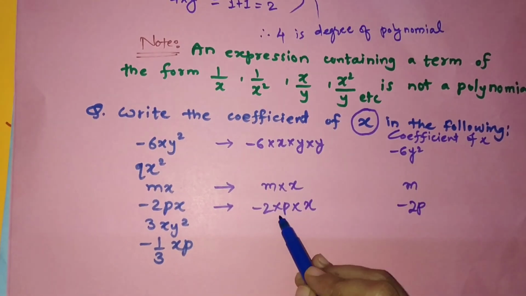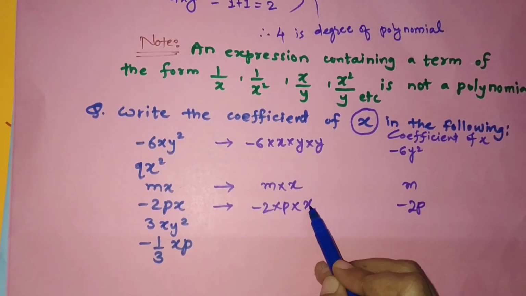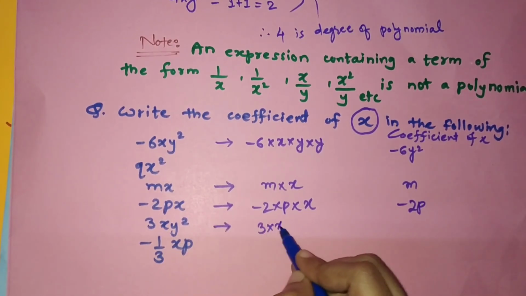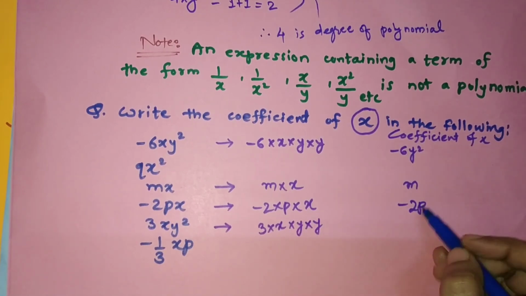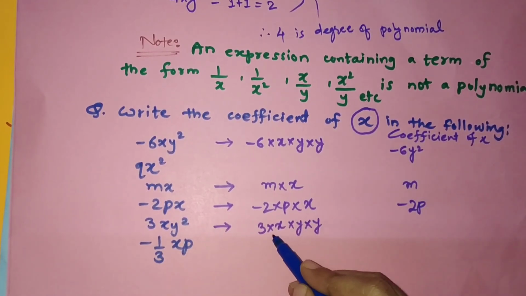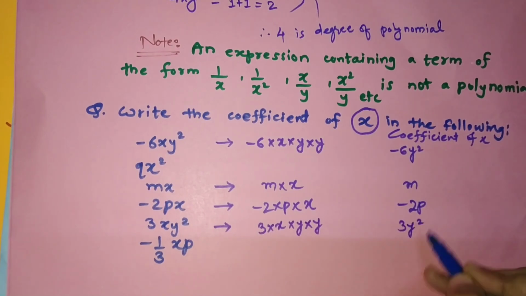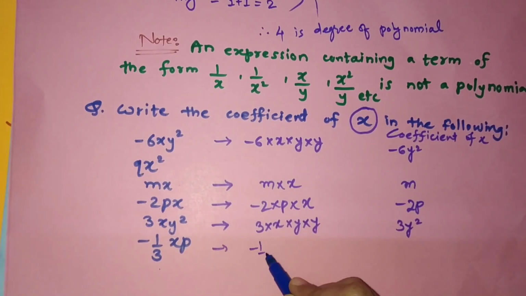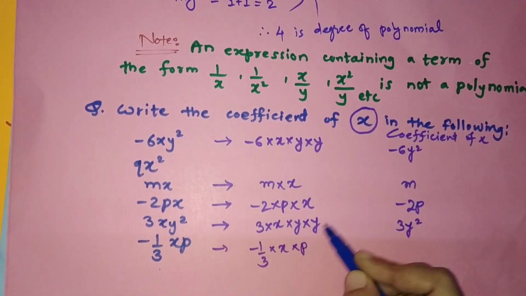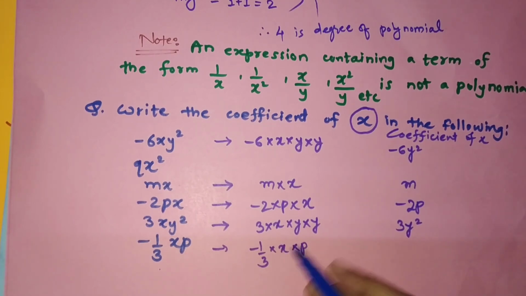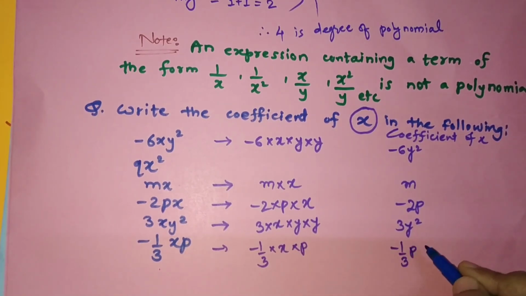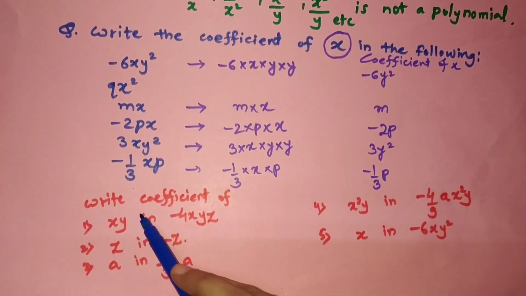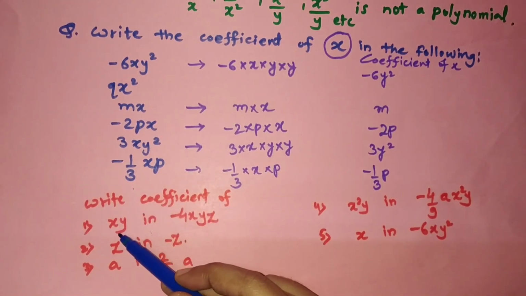Coefficient is nothing but the factor multiplied by that variable. If asked for x, you can say minus 2p. And the next here is 3x multiplied by y multiplied by y. So the coefficient of x in this case is 3y square. And the next, minus 1 by 3 xp. So here it is minus 1 by 3 multiplied by x multiplied by p. So when you want to find the coefficient of x, it is just minus 1 by 3 p.